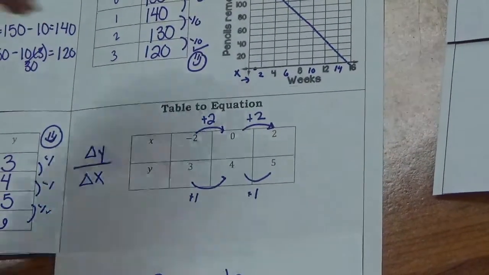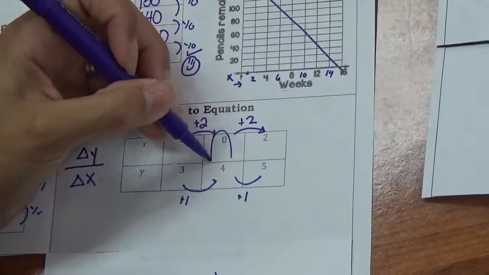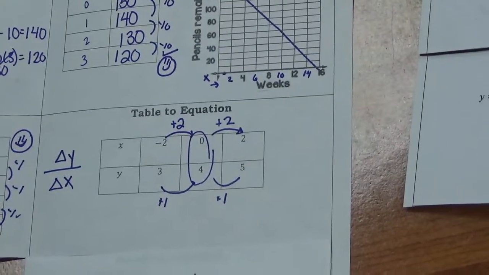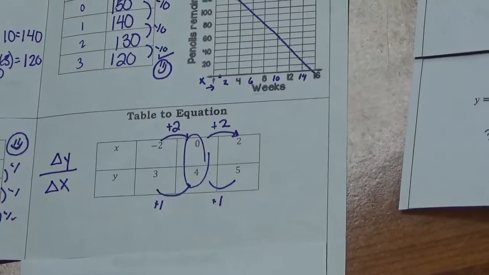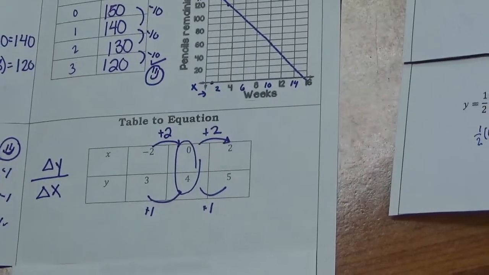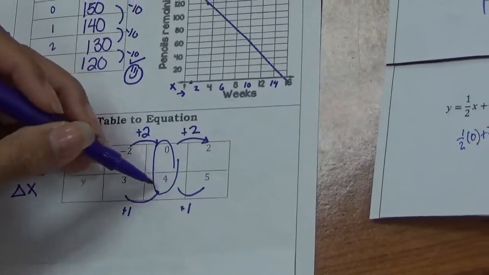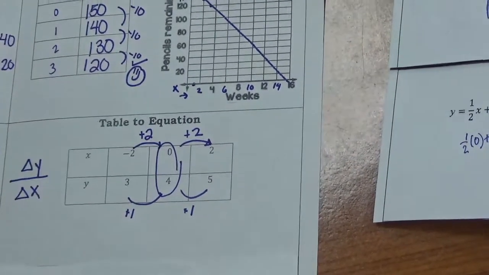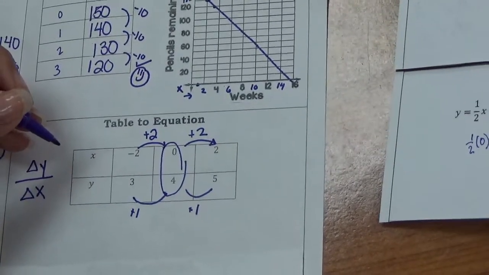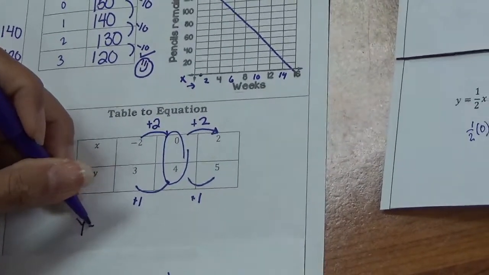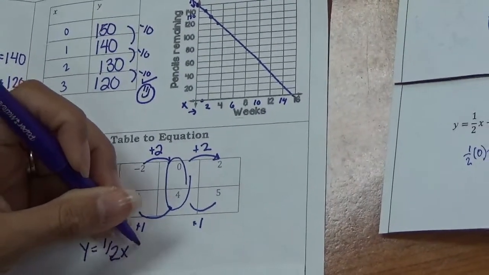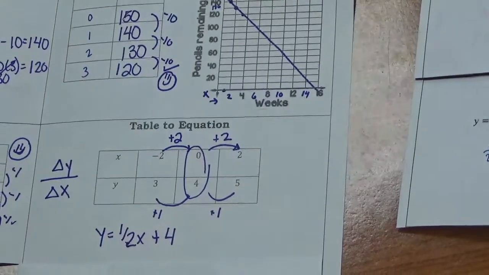Ms. Hyndman, why do we have 0 and 4 circled exactly? Because that's where when we plug in 0 for x, we're going to get the start value. So our total that we start with. Okay, so our start value is for when we plug in 0 for x. Perfect, thank you for that. So we can go ahead and write our equation, which is y equals half x plus 4.